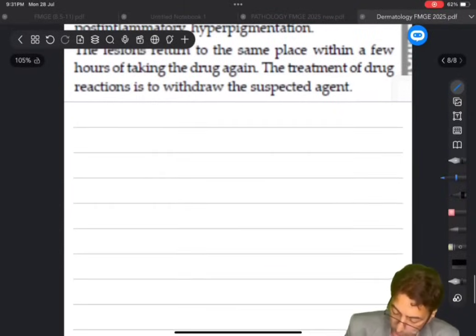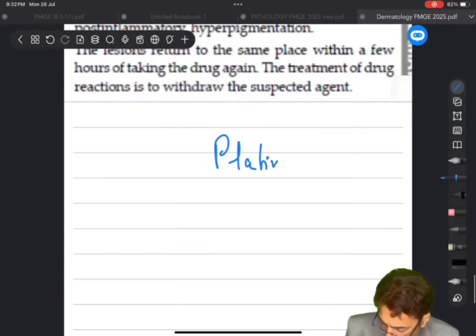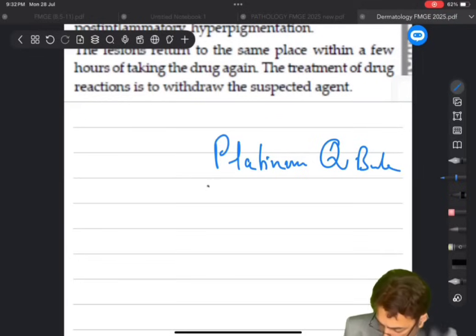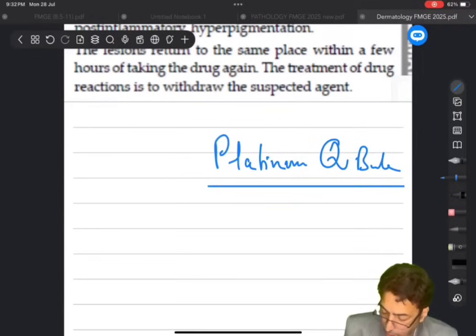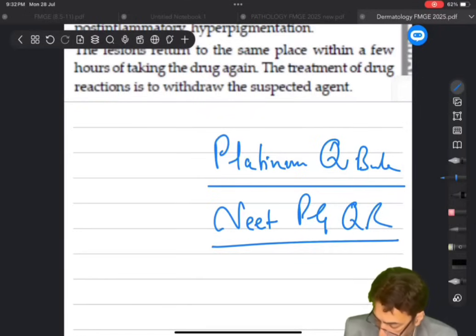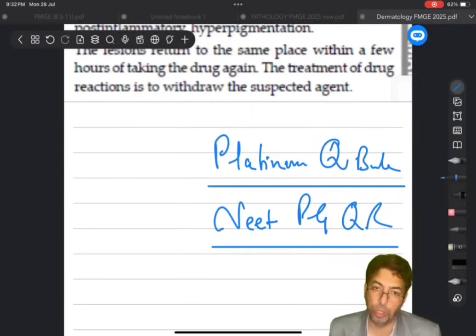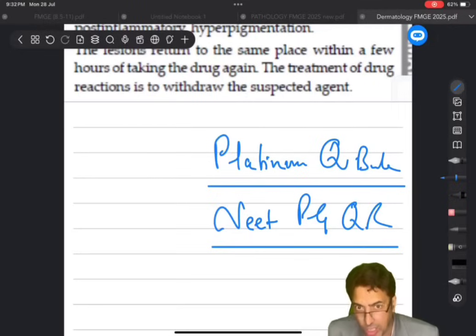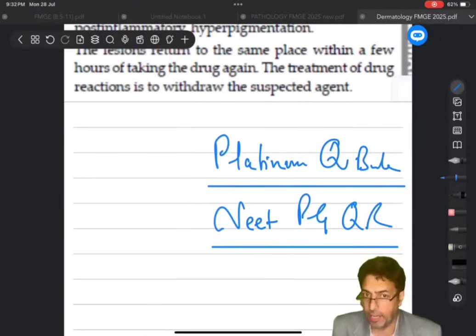So two things I would mention over here. Platinum QBank. Maximum questions have been from the Platinum QBank and NEET PG quick review. Though it is NEET PG QR, it is very, very helpful for FMGE students. The concepts remain the same, the standard remains the same, and it is basically the standard textbooks.